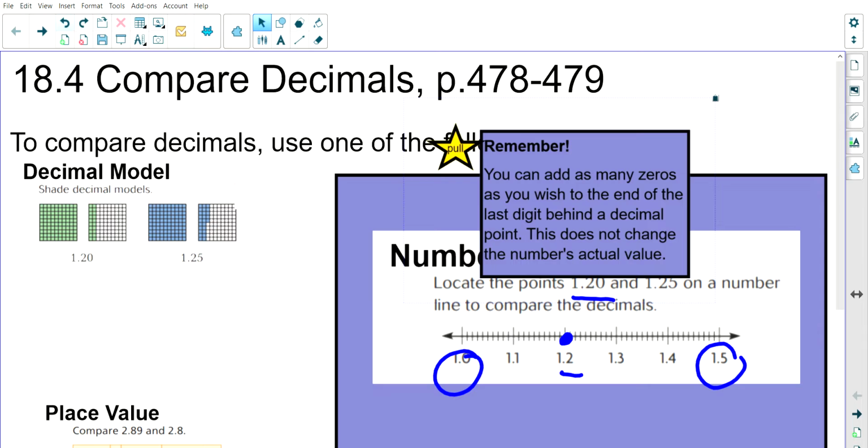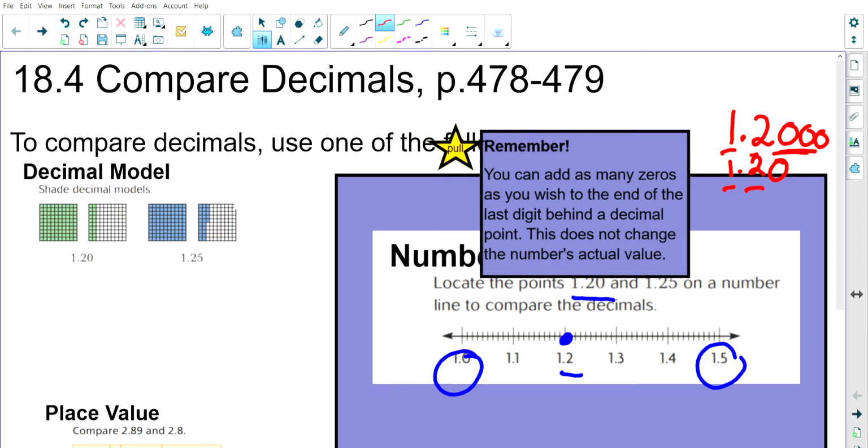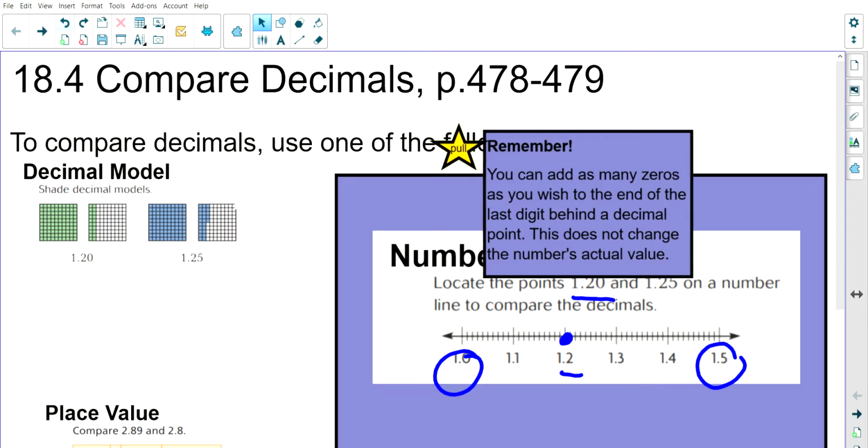So do you see how in the numbers 1 and 2/10 and 1 and 20 hundredths, they have a 1 in the ones place, a 2 in the tenths place, and this number has no digits behind it. We can add as many zeros as we want to it, and that number stays the same amount even though it is read differently. So remember that key: you can add as many zeros as you wish to the end of the last digit behind a decimal point, and this does not change the number's actual value.